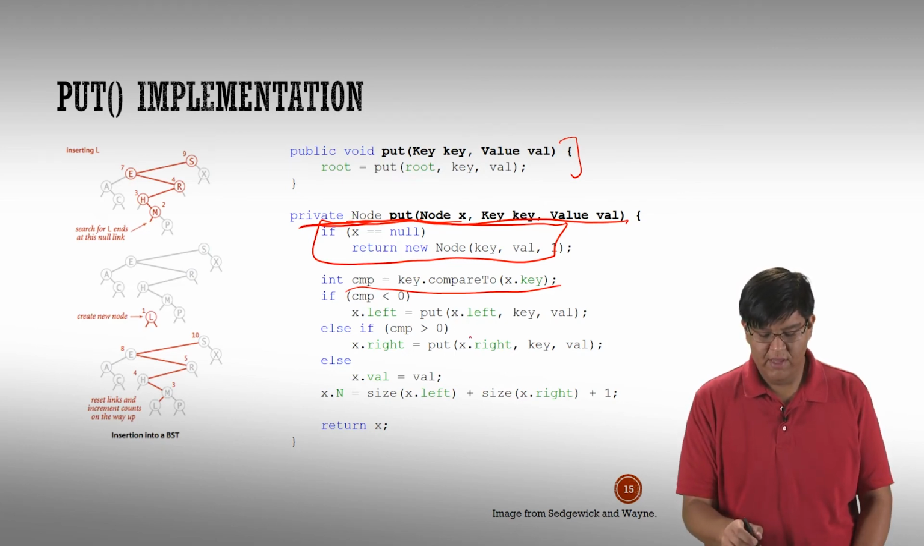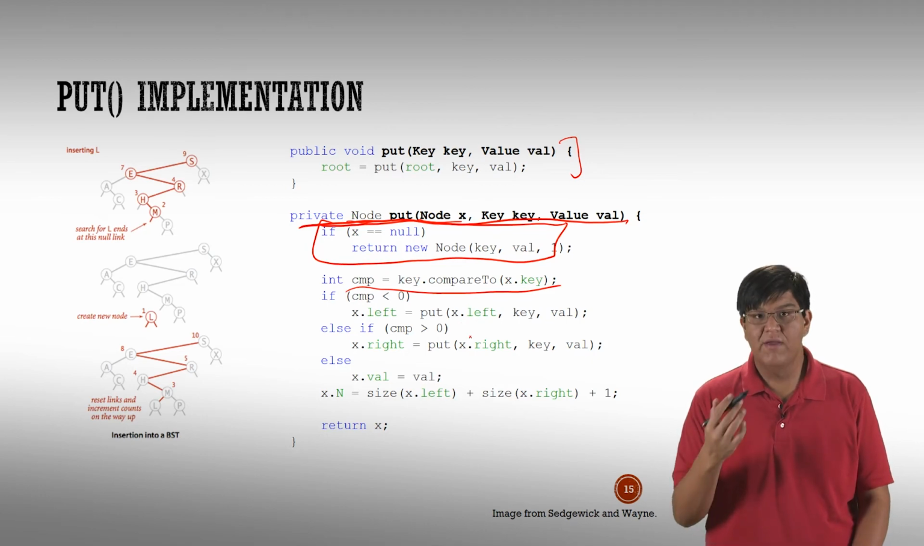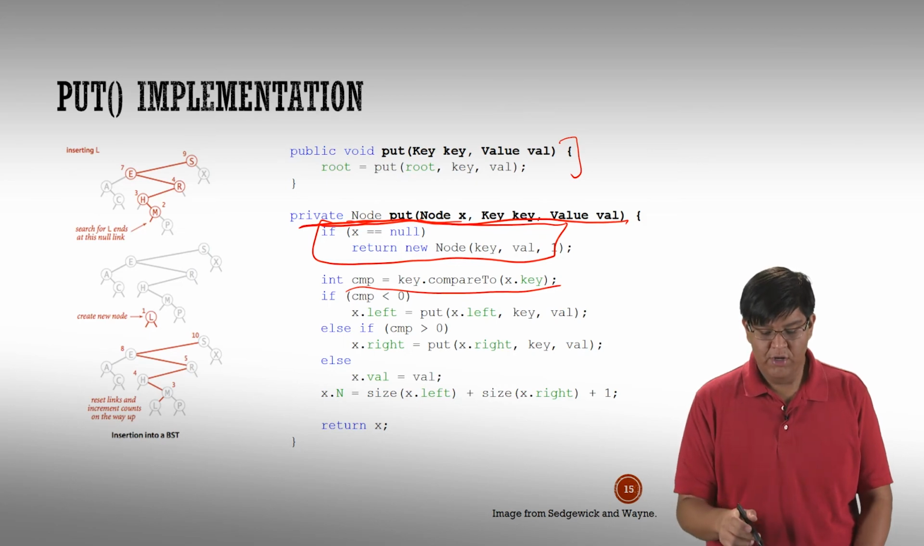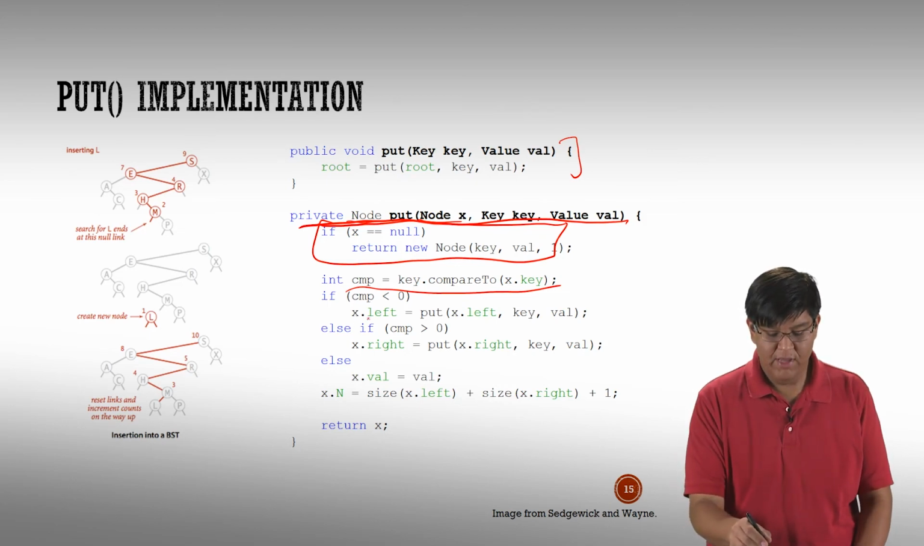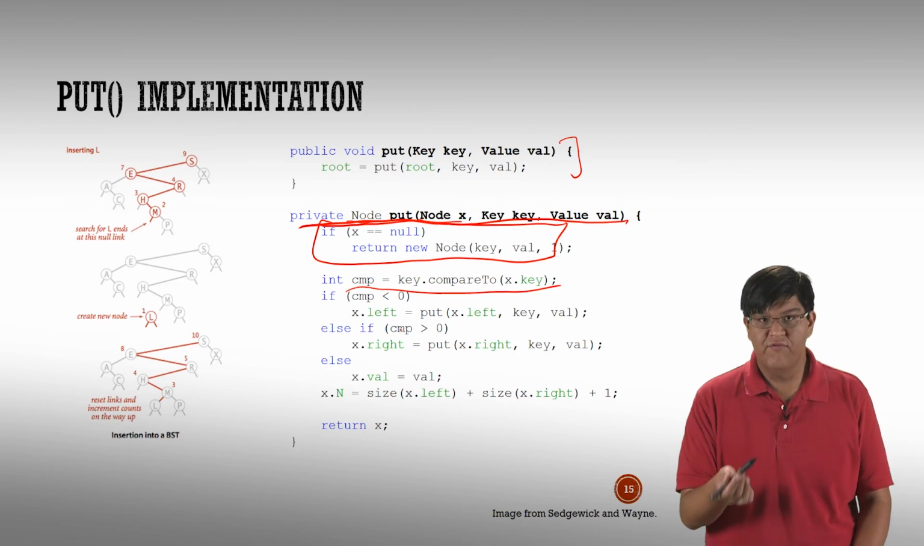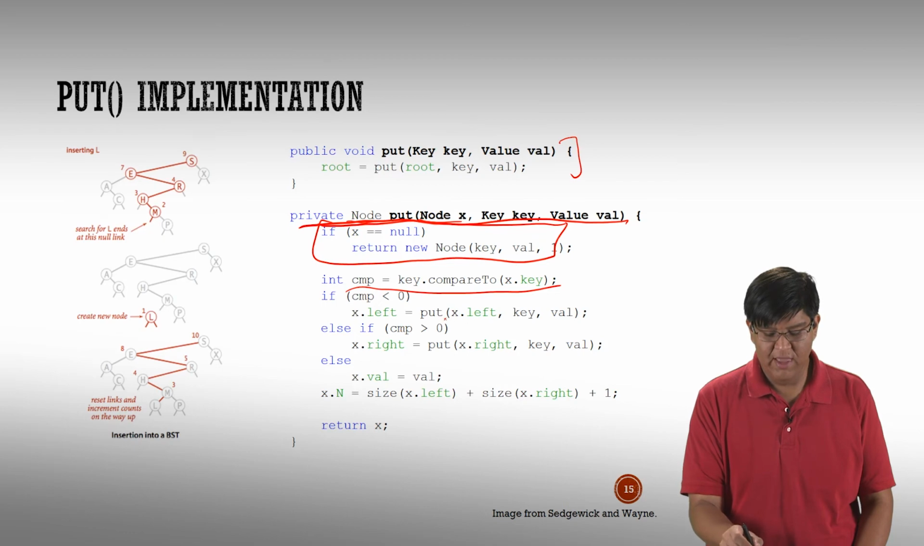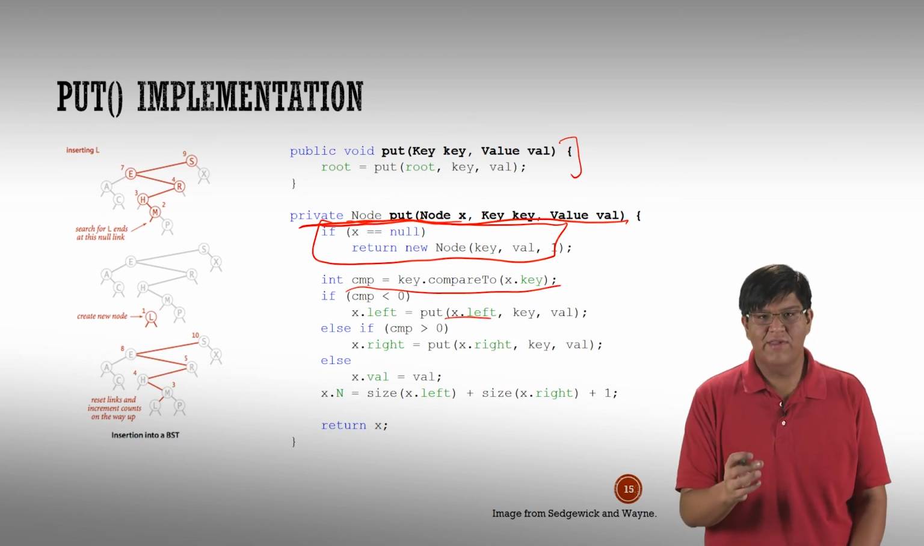Say over here, my key is smaller than the one I'm looking at. That means this item should probably be inserted on the left-hand side of it. So what I do is I basically say, okay, X, the thing I'm looking at, I'm going to update your left tree. So every node has a left and right subtree. I'm going to update its left subtree to be a new tree with that node added into it. So here I did a put on X's left. The input to that was X's left subtree.